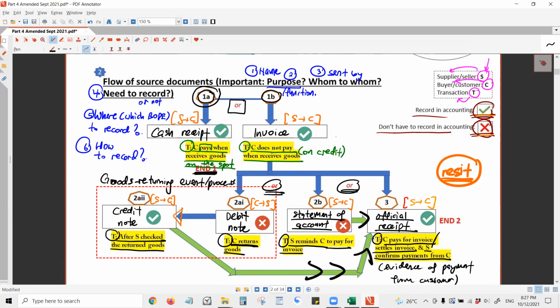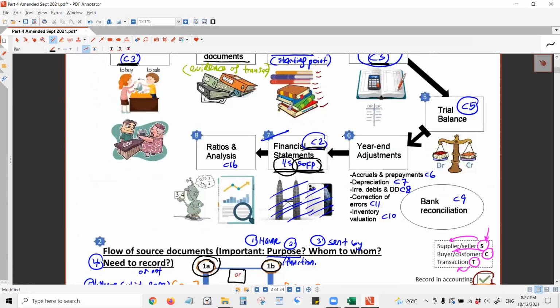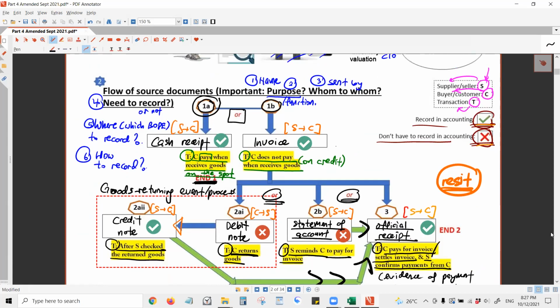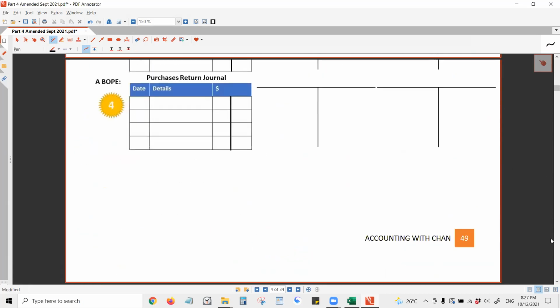There's no extra event that has occurred. Reminding someone to do something is not an event. When there is extra buying, if there's additional buying or selling, then only is something that you have to record. Reminding someone to pay is not an event. There's no extra buying that has occurred. There's no extra selling that has occurred. Therefore, you don't record statement of account. For debit note, I explain later. With this, you can do some questions. Let me show you.